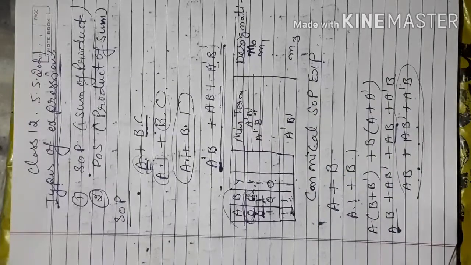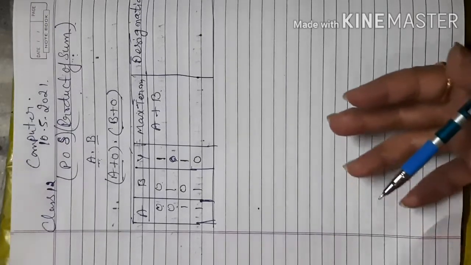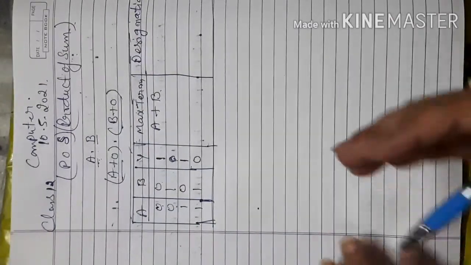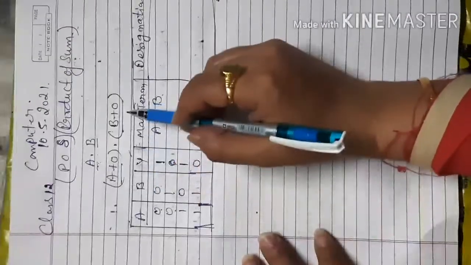Now we go with the opposite. Opposite to sum of product is your product of sum. That means there we consider a 0 as complement, here we consider a 1 as complement. Okay, so how will you go?